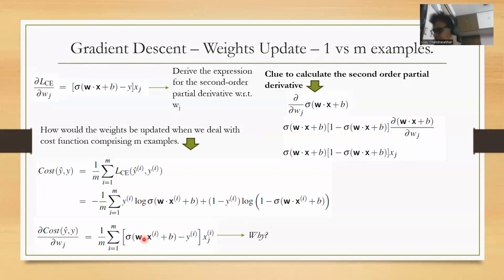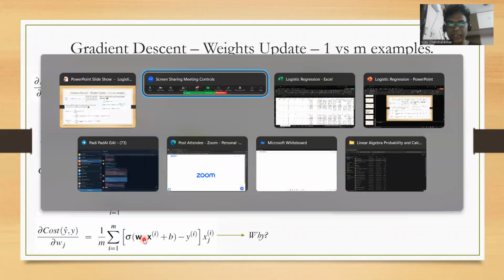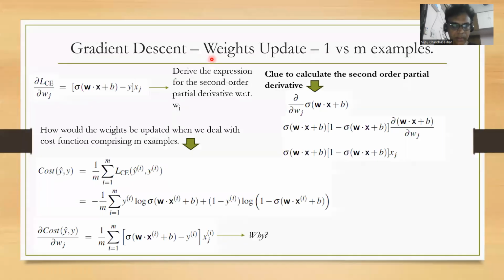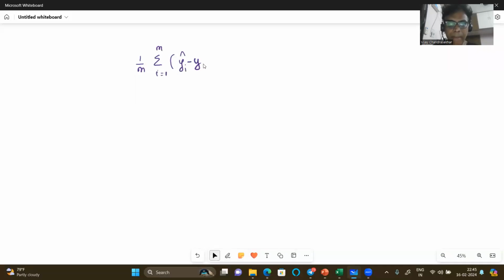So this is nothing but, if we choose to interpret it, let's write it down. So I'm going to write this again. So 1 by m times the sum from i equal to 1 to m, and in bracket, I'm just writing it as y hat, sorry, I'll call it yi hat, minus yi, times xji.